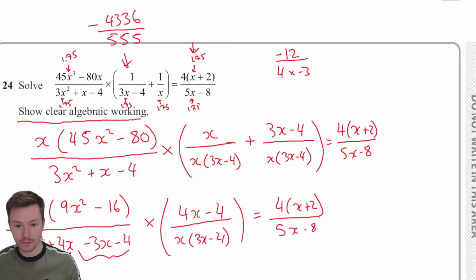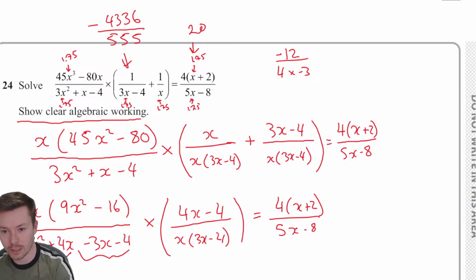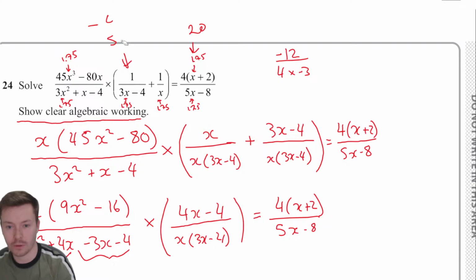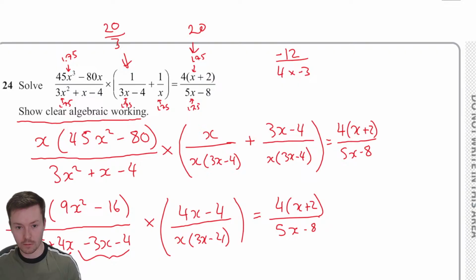Okay, right. That's giving me 20 over 3 now, which is not the same thing, because that gave me 20. This is now giving me 20 over 3. I'm going to check I put everything in right again, because that should be the same thing. 45 times 1.75 cubed minus 80 times 1.75, over 3 times 1.75 squared plus 1.75 minus 4.